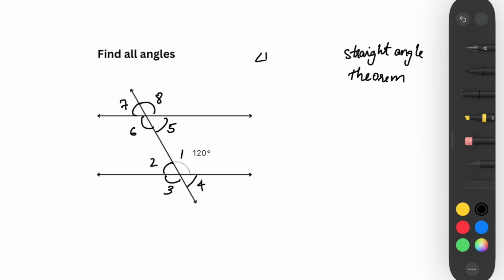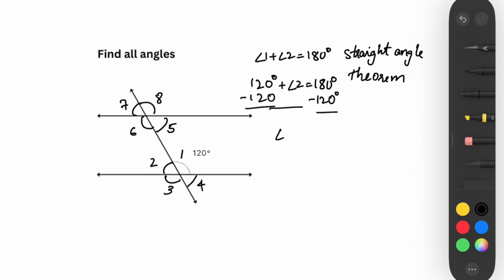Now from the straight angle theorem, we know that angle 1 plus angle 2 is equal to 180 degrees. Substituting the value of angle 1, we get 120 degrees plus angle 2 is equal to 180 degrees. Now by simplifying this equation, we get that angle 2 is equal to 60 degrees.